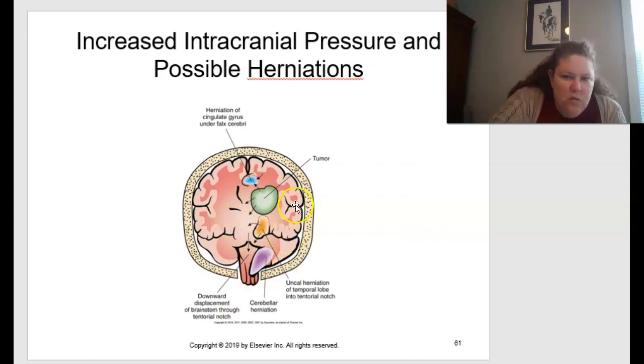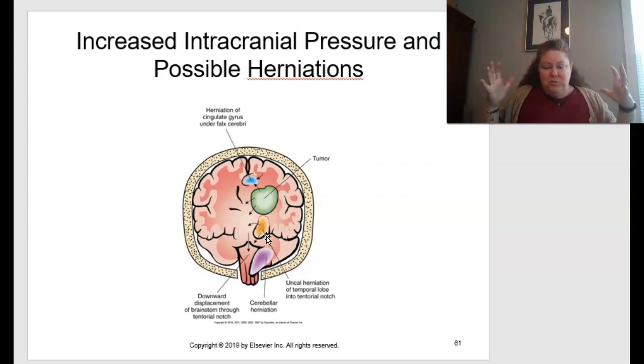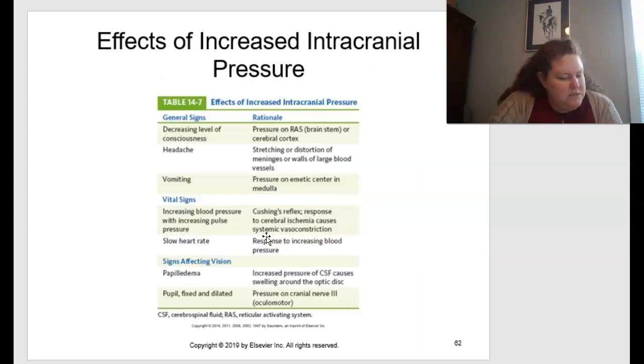So basically, when you have anything growing in there that's not supposed to be growing, remember, it's a fixed system. So if it grows, your brain tissue and the other things there are either going to get squished out or squished up against. And so that would cause, obviously, some not so pleasant side effects. So here are some effects of increased ICP, and this is on page 342, table 14.7. General signs would be decreasing levels of consciousness and headache, vomiting, increased blood pressure, etc. And then this would be the reasoning why it might be happening.